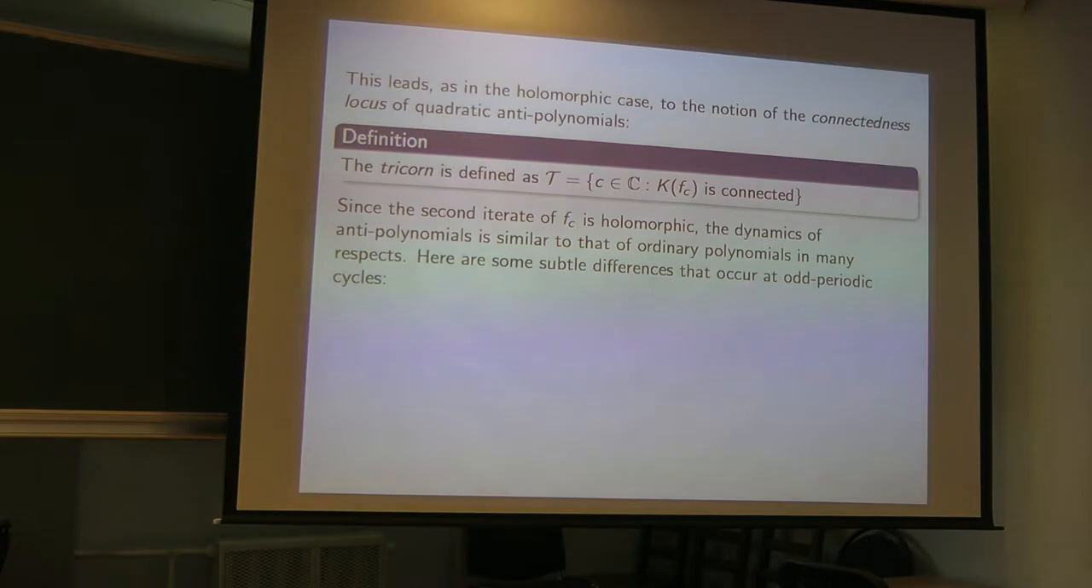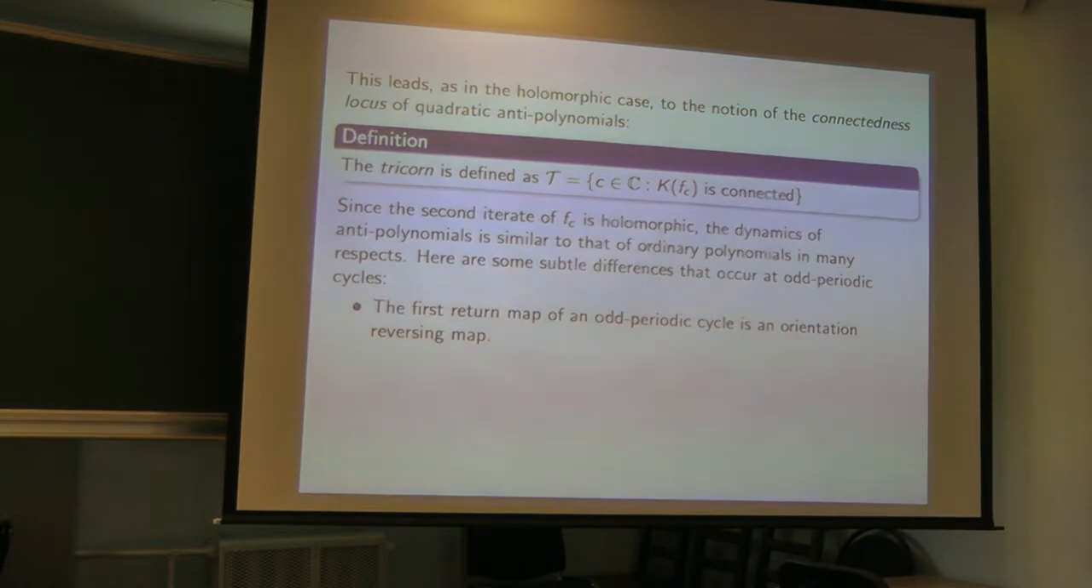Now, if you take an antipolynomial, the second iteration is obviously a holomorphic polynomial. So dynamically speaking, you are not doing anything much different. There are some subtle differences. Note that when you have an odd periodic cycle, the first return map is orientation reversing, which is why, at a combinatorial level, your first return map changes the orientation, and that has effects on the external rays.